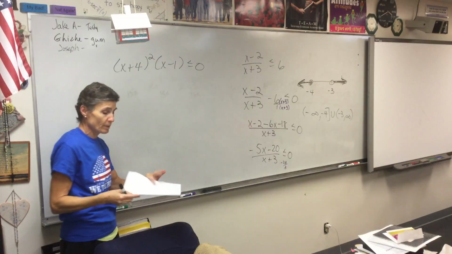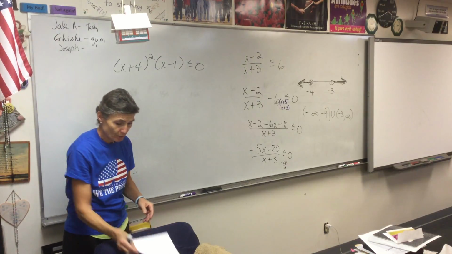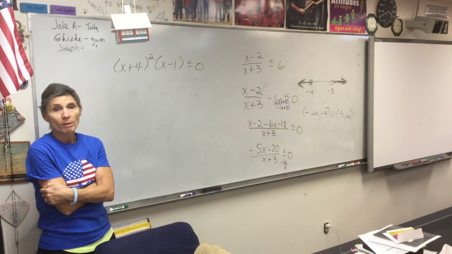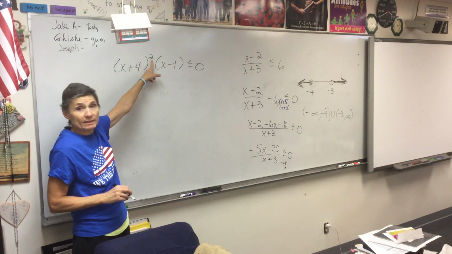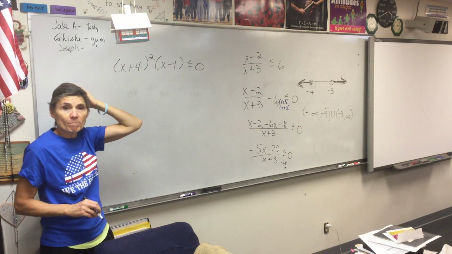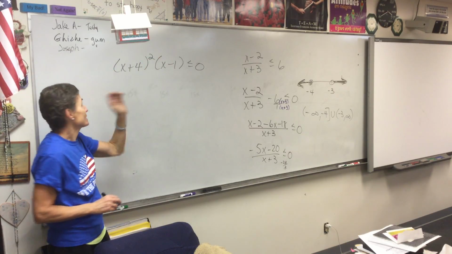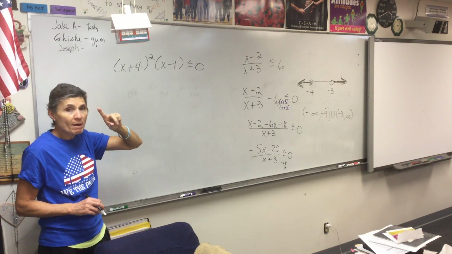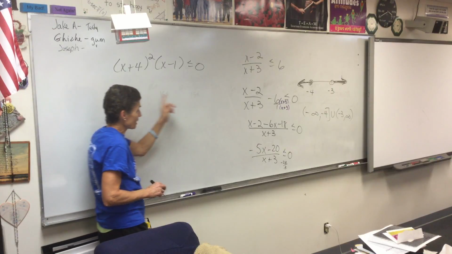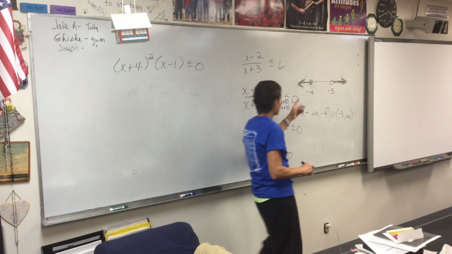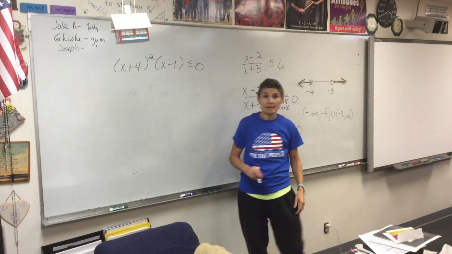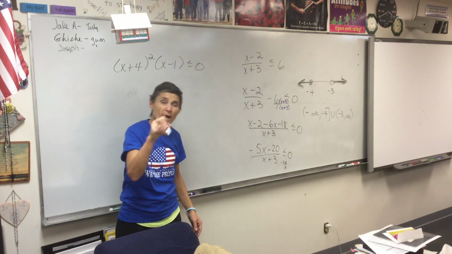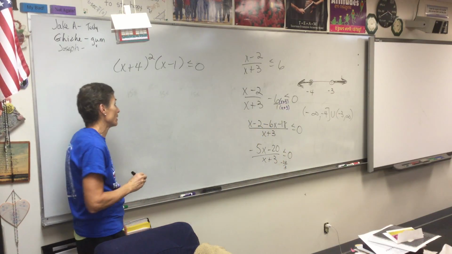This one is tricky. This is a tricky problem. What makes this problem tricky is that right there. So what do we remember about problems that have a squared on one of the factors? We remember that when we get our dots on our number line, we're not going to be able to do that alternating thing. We're going to have to check every space on the number line.